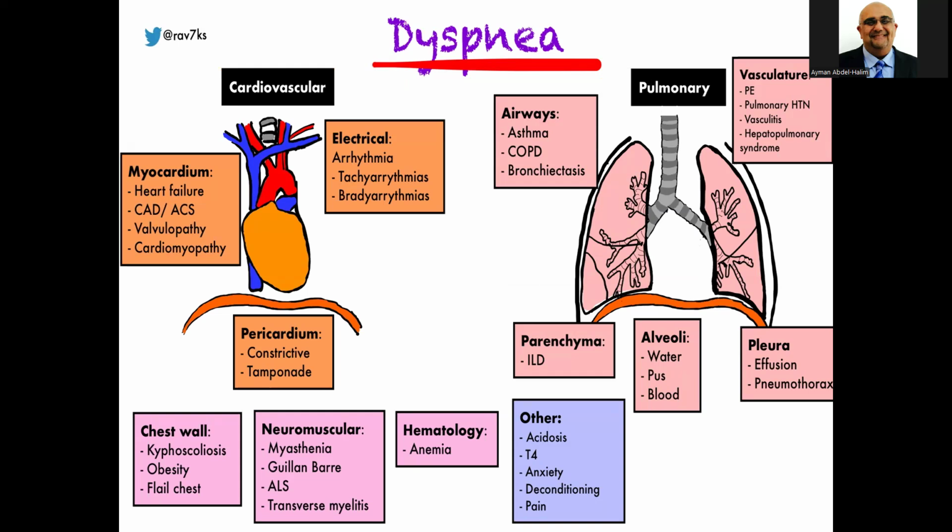I also have a very nice picture here that shows you the main two causes of dyspnea are pulmonary and cardiovascular. I like this diagram because it really wraps up the important causes of dyspnea. And then here at the bottom, it tells you there are other causes like acidosis, for example, or anxiety, deconditioning, pain. All of these can also lead to dyspnea. But the main two sources are pulmonary and cardiovascular.